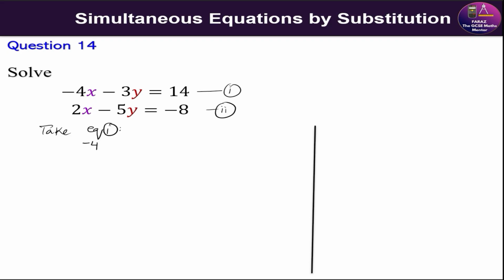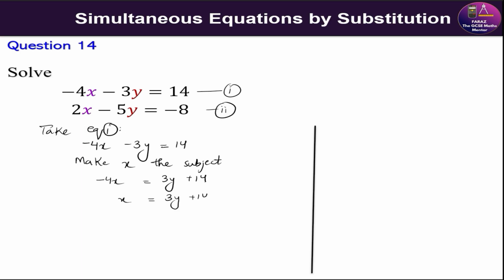Equation number 1 is minus 4x minus 3y equals 14. And in this equation 1, make any variable you want the subject of the equation. So let's say we make x the subject. Minus 4x equals minus 3y will become plus 3y there and plus 14. And therefore, x equals 3y plus 14 divided by, because we have to divide negative 4 on both sides, minus 4 there.